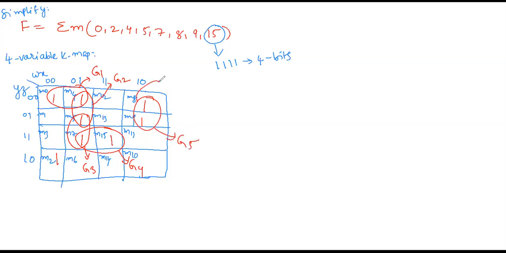This corner, this one and this one you can form one group, G6. And this one also adjacent to each other, you can form one group, G7. Okay, we generated all the possible groups.